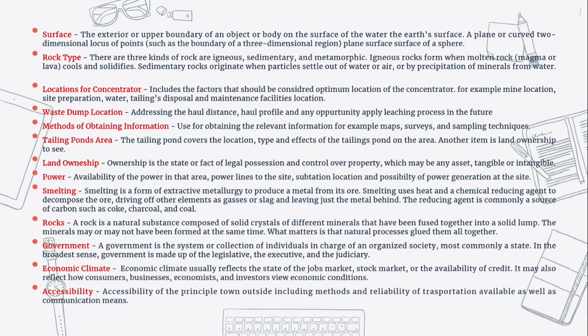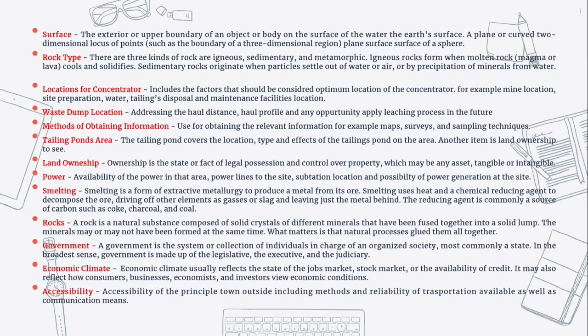Rocks. A rock is a natural substance composed of solid crystals of different minerals that have been fused together into a solid lump. Government. A government is the system or collection of individuals in charge of an organized society, most commonly a state. In the broadest sense, government is made up of the legislative, the executive, and the judiciary.